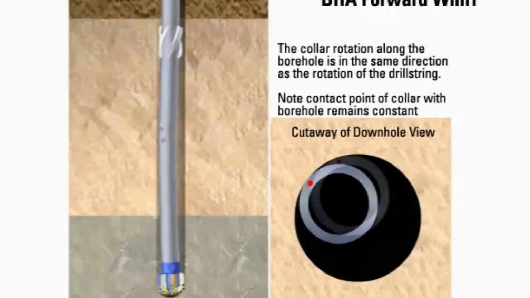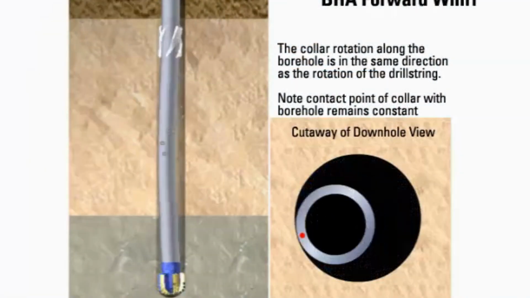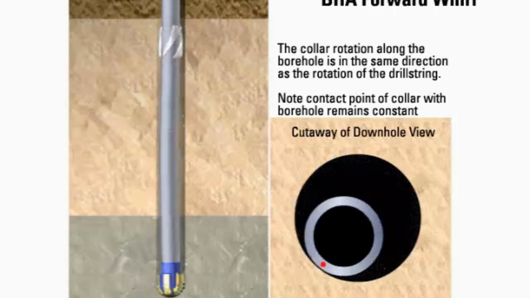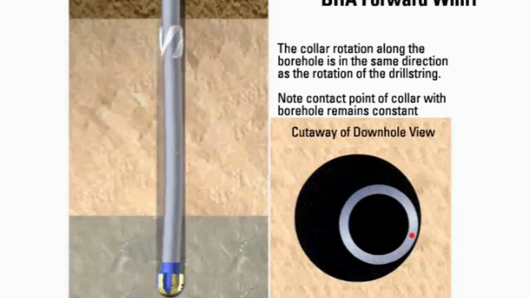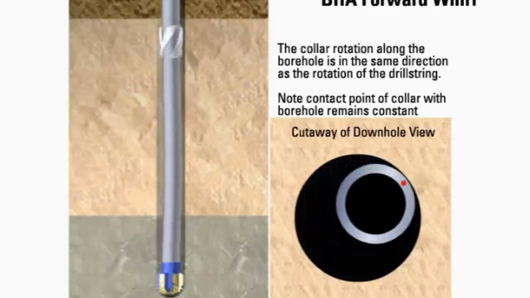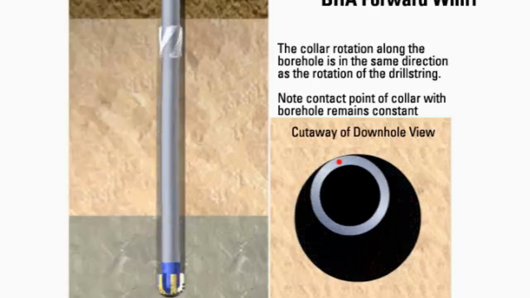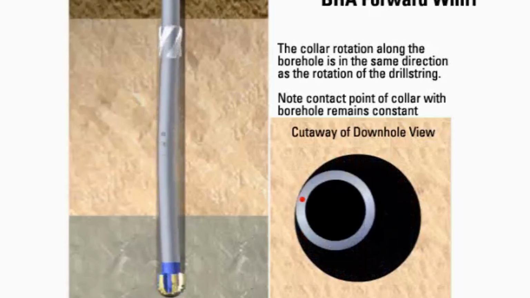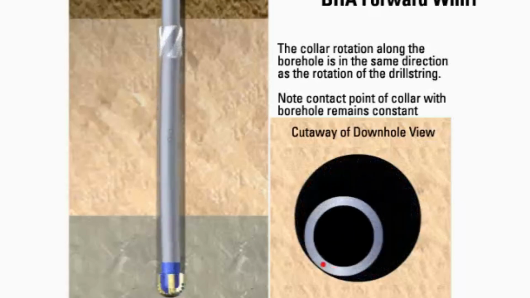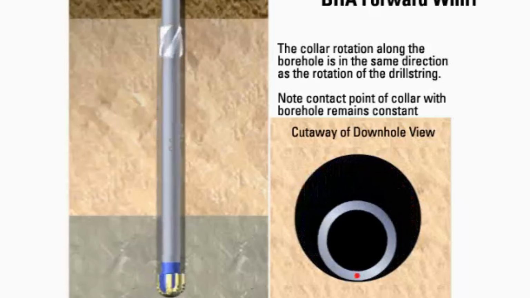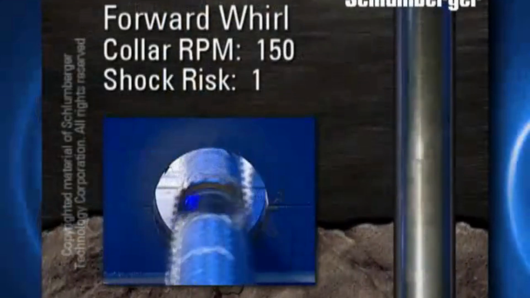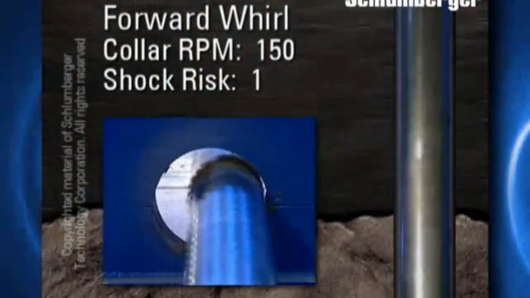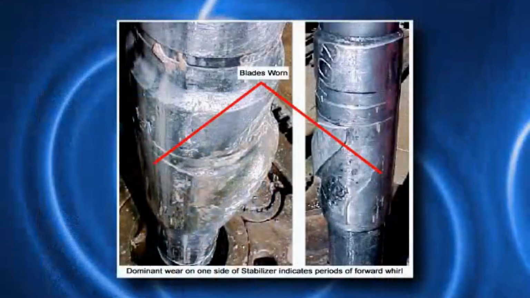Forward whirl is when the BHA rubs the formation along the same part of the collar as the drill string rotates. If the formation is abrasive, excessive wear will occur along the part of the collar that rubs the formation. This wear is seen as flat spots on one side of the collar, or as a single worn blade of a stabilizer. In forward whirl, the BHA still rotates in the same direction as the drill string. Forward whirl can destroy bits and BHAs.